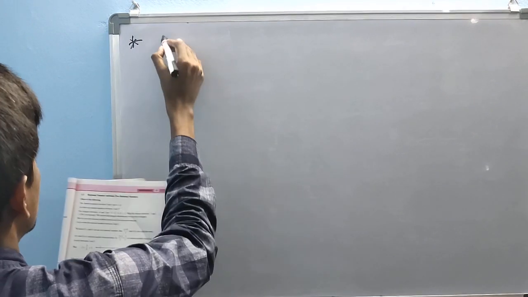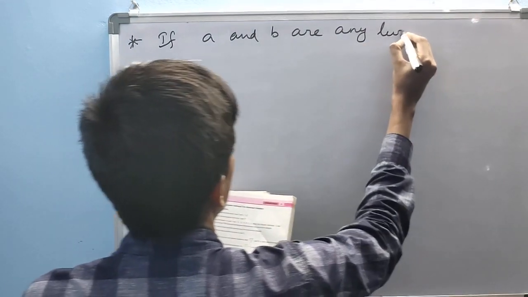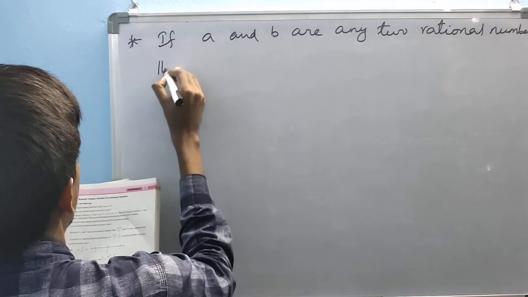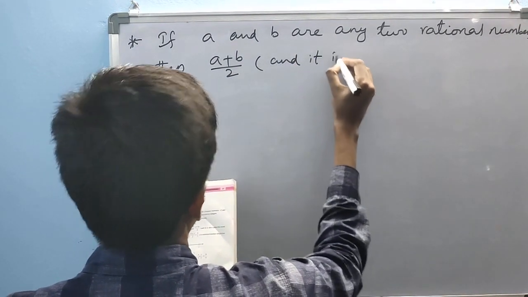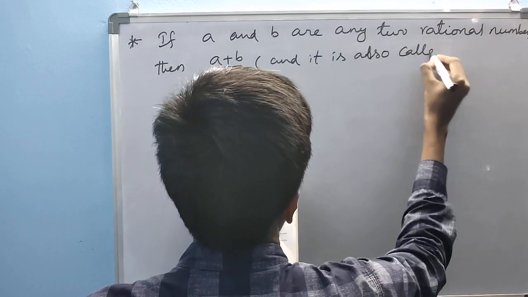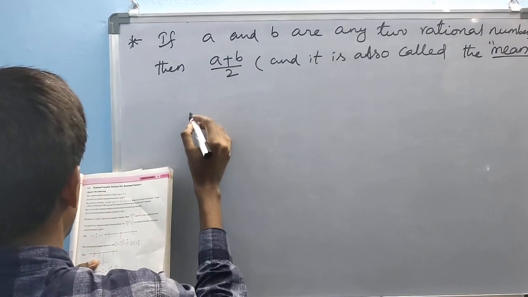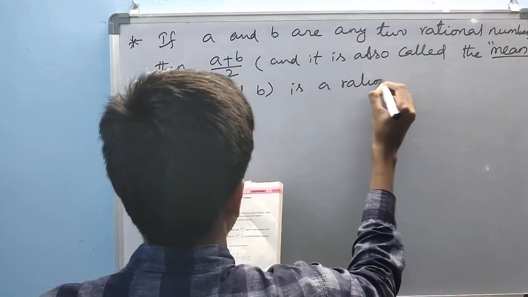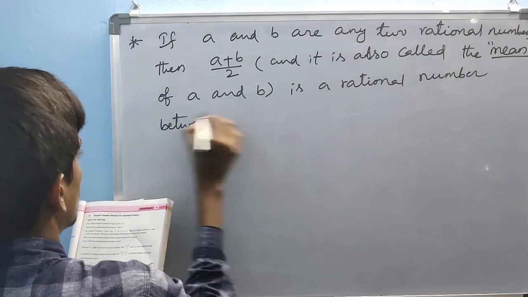The next concept, and here is also an important method: if A and B are any two rational numbers, then A plus B by 2, also called the mean method, the mean of A and B, is a rational number between A and B.